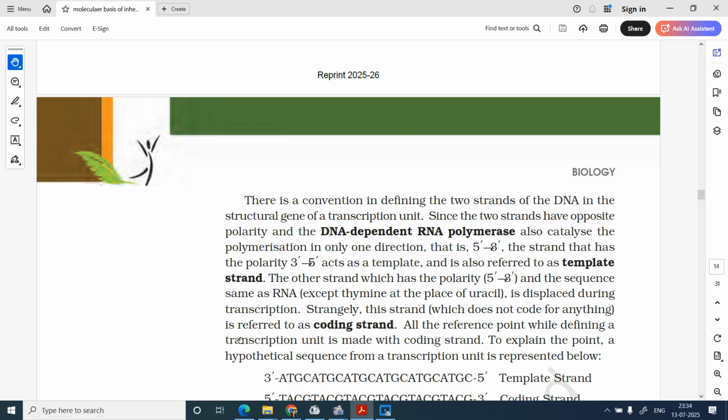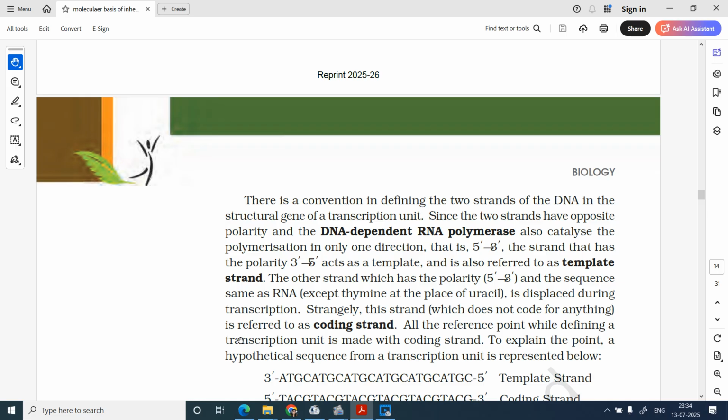The strand that has the polarity 3' to 5' acts as template and is also referred to as the template strand. The other strand, which has the polarity 5' to 3' and the sequence same as RNA except thymine in place of uracil, is displaced during transcription. Strangely, this strand, which does not code for anything, is referred to as the coding strand. All the reference points while defining a transcription unit are made with the coding strand.